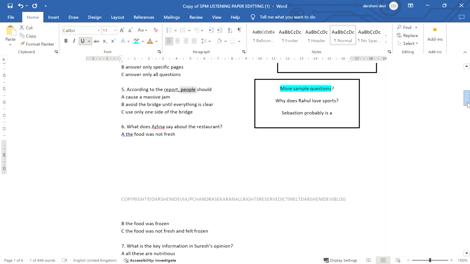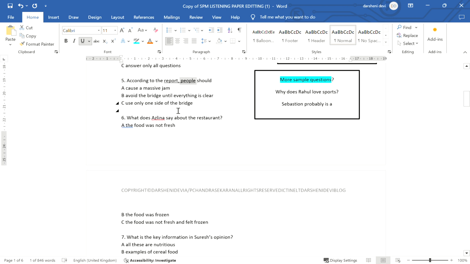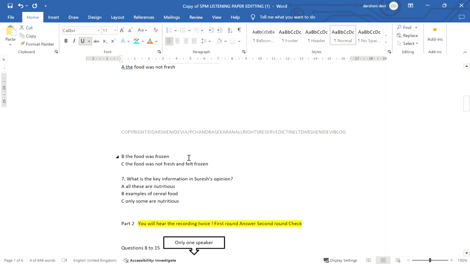Number 6. What does Azlina say about the restaurant? They want to know about Azlina and what she said about the restaurant. That's all. The keyword is say about the restaurant, Azlina say. And then let's look at question number 7. They want to know the key information of Suresh's opinion. So these are the keywords: opinion, key information for question number 7.